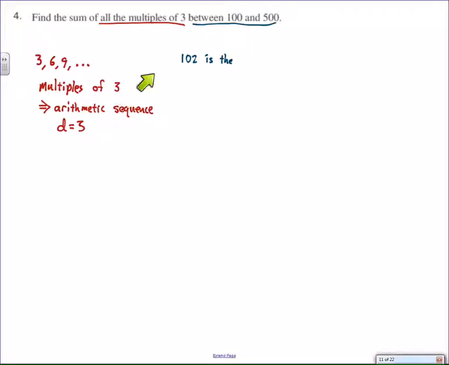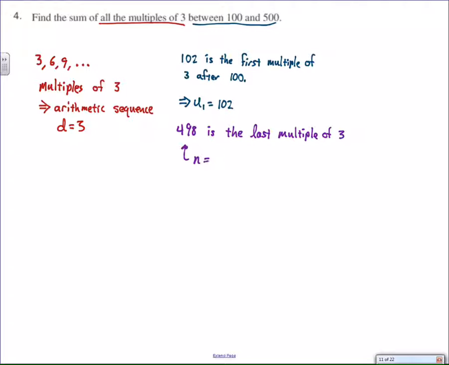So now we have to find all of the multiples of 3 between 100 and 500. And so I first find the very first multiple of 3 that I can think of that's bigger than 100. Add the digits together. It's divisible by 3, so I know it's right. So 102 is the first multiple of 3 after 100. So that means u sub 1 is 102. That's the first term of my arithmetic sequence. Then I find the last multiple of 3 until I get to 500, and that's 498. Problem is, I don't know how many multiples exactly are there between 102 and 498.